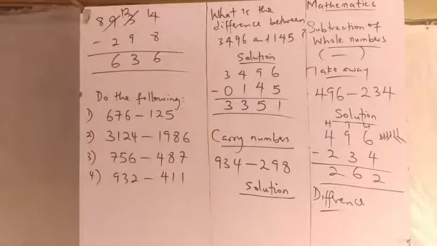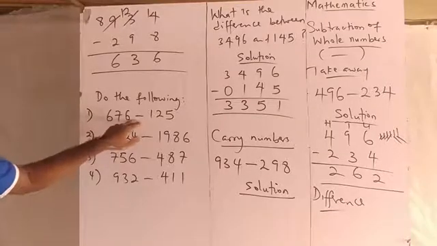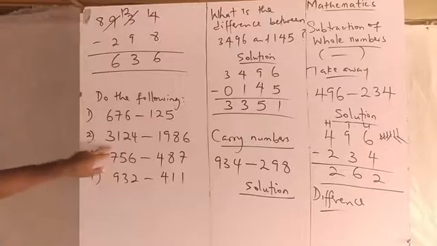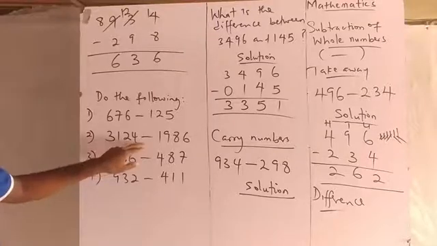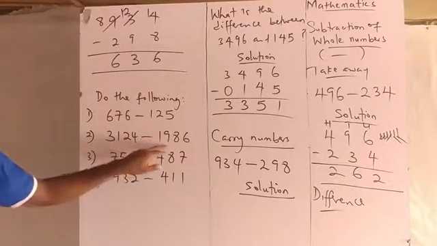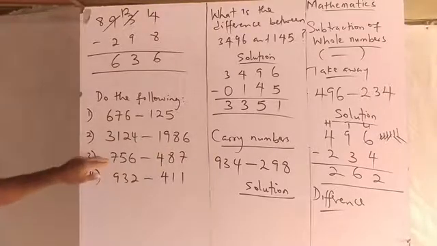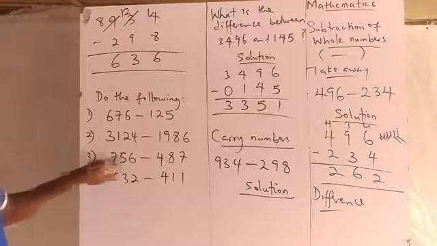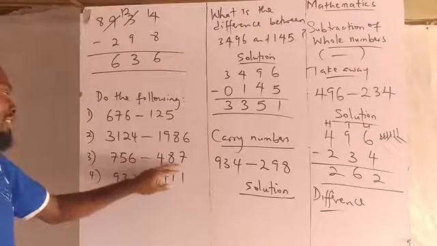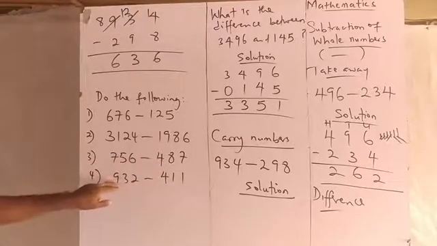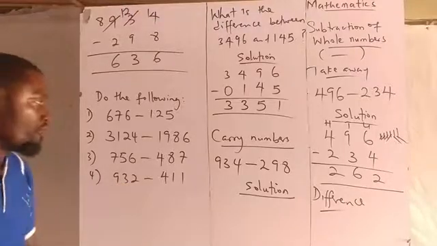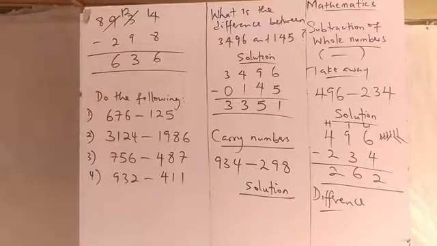Take away the following numbers. 676 take away 125. 3,124 take away 1,986. 756 take away 487. 932 take away 411. Carefully go through this and get your right answers and forward them to me.